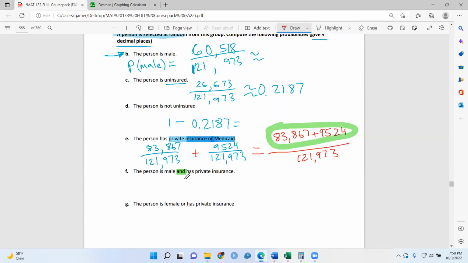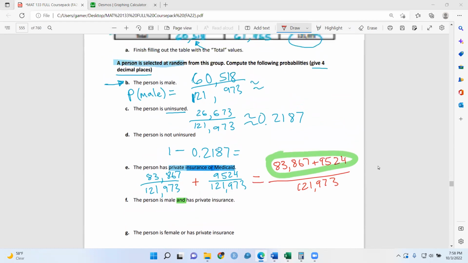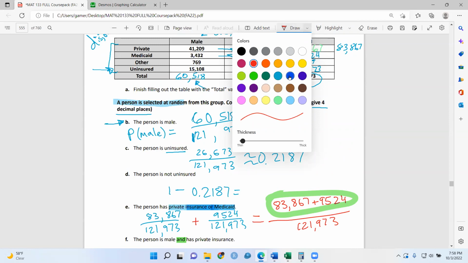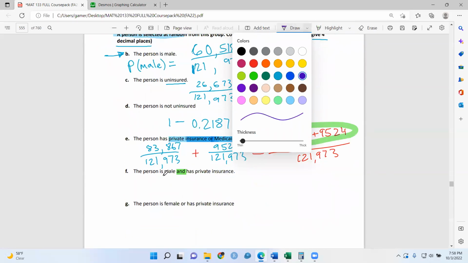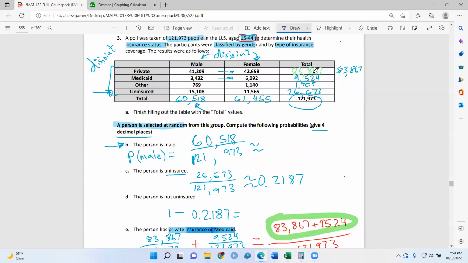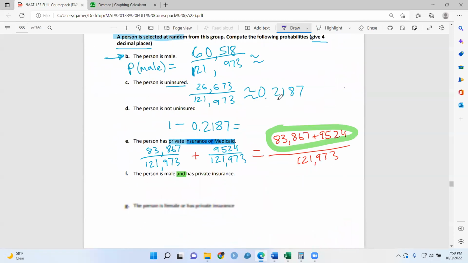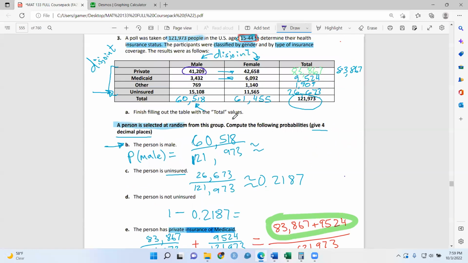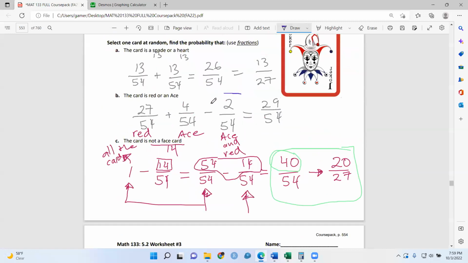Okay, look at this word, and. What does that mean in this context? That it's one specific gender with the type of insurance. Yeah, both of those things have to be true. So it's not all of the males and all of the private insurances, it's the private insurance males that we're interested in. Right. It's the 41 overlap only. Right. So the 41,209 divided by the 121,973. Okay. That's it. You didn't have a question yet that asked you to calculate that directly. The closest we got is this one here where we did the aces and red.